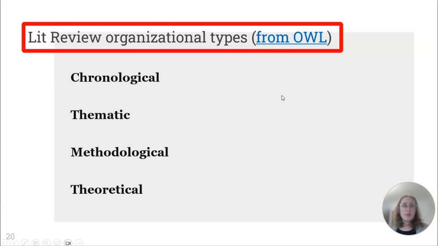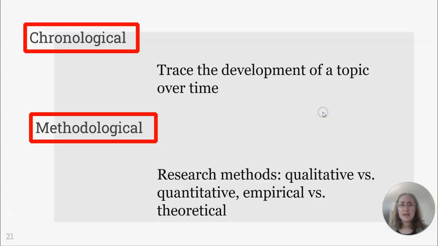And there are some methods of organization for a literature review, and this is from Purdue OWL. It's one of the readings for this week as well, but they identify 4 main organizational types, and the one that I think works best for our class is thematic. We'll get to that in one moment.